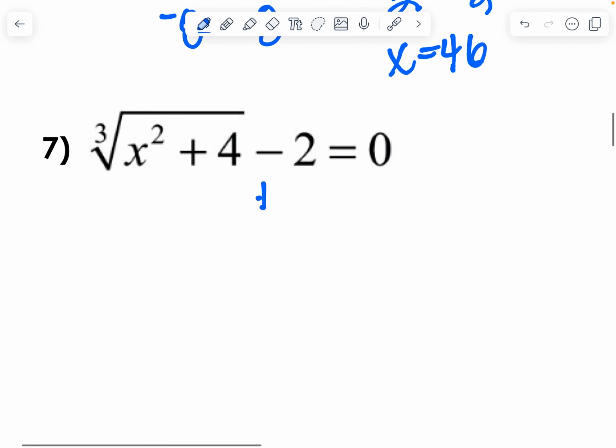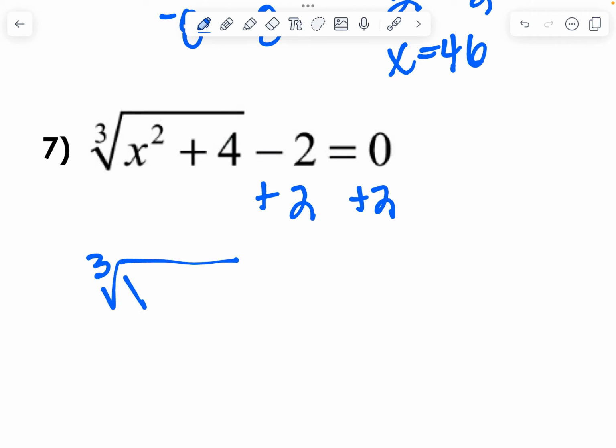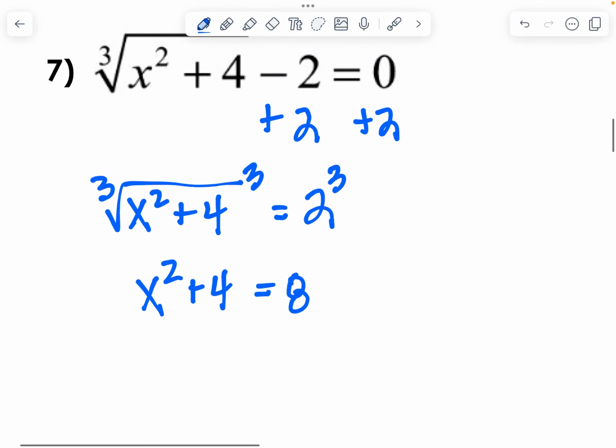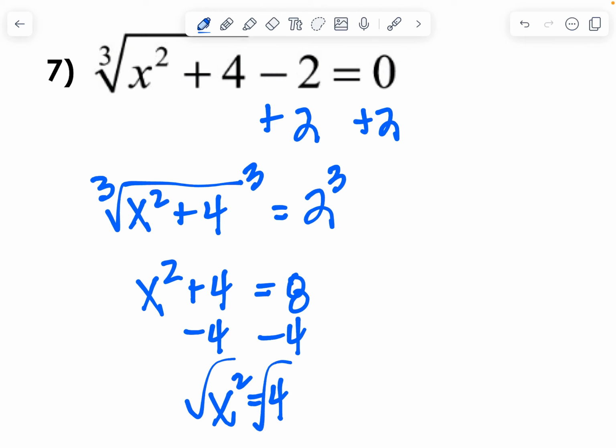Okay, over here we're going to add 2 to both sides. We'll have the cube root of x squared plus 4 is equal to 2. Now because that's a cube root, I'll give it the third power to cancel, which gets me x squared plus 4 is equal to 8. Then we'll subtract 4 to get x squared is equal to 4. And now because that x is being squared, we'll square root to get x equals plus or minus, it's an even root, 2.